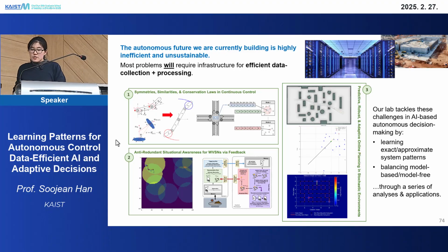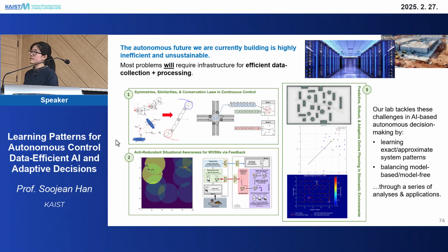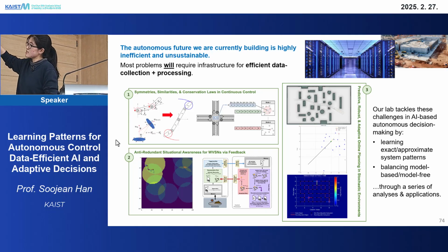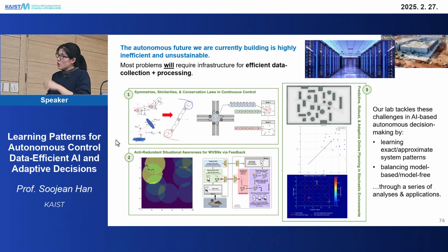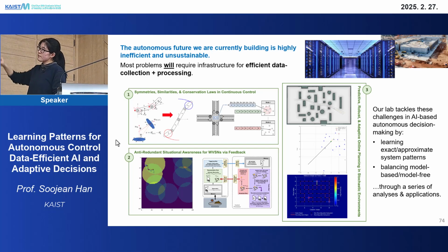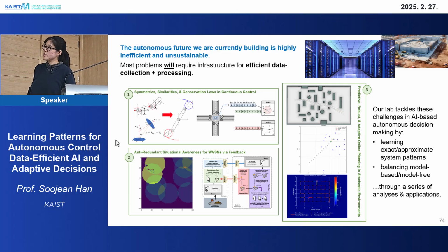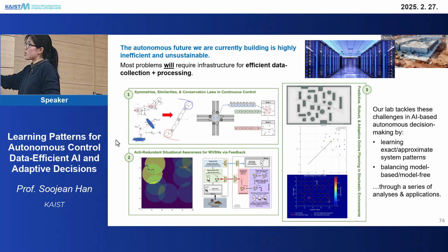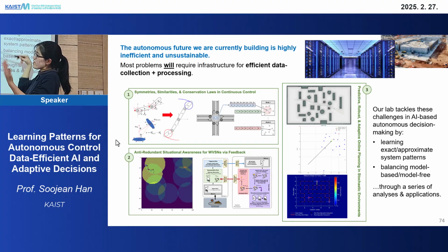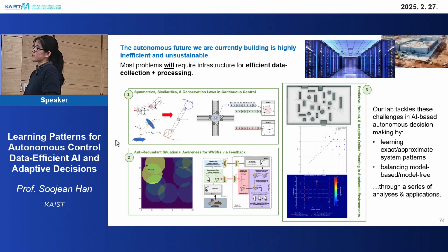So our lab tackles these challenges in AI-based autonomous decision-making. This is the broad class of problems that we're solving. We're doing this by learning exact and approximate system patterns while also balancing model-based versus model-free. And we achieve this through a series of analyses and applications that I mentioned, that I gave you a brief flavor of, a brief taste of throughout the majority of the talk.